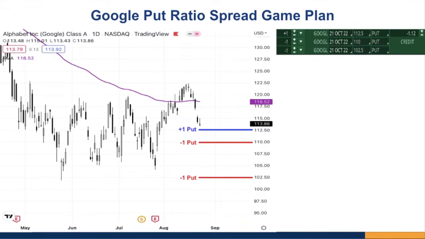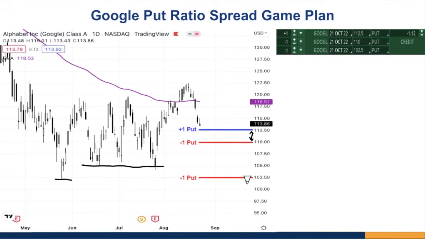All right, so I've just recently put on a put ratio spread on Google. As you can see, these are the strikes that I've chosen. For the long put spread, I've chosen 112.5 and 110. So this will be the maximum profit down here. And then my short put strike is at 102.5, which is just at the previous low down here and also below this support level. So as you can see, this is what I'm talking about previously, where I want the additional short put strike to be at or below the support level. So in this case, it's just nice.